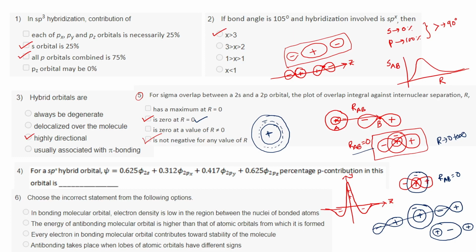Then, every electron in a bonding molecular orbital contributes towards the stability of the molecule. This is also a correct statement. Then, antibonding takes place when the lobes of atomic orbitals have different signs. This is also true. So the first option is the incorrect statement which we had to point out. So this is the correct answer.